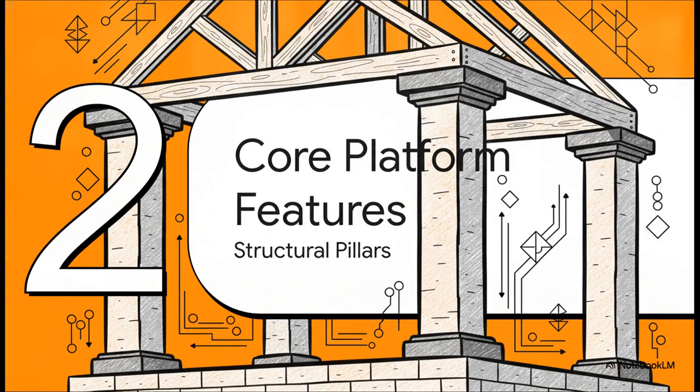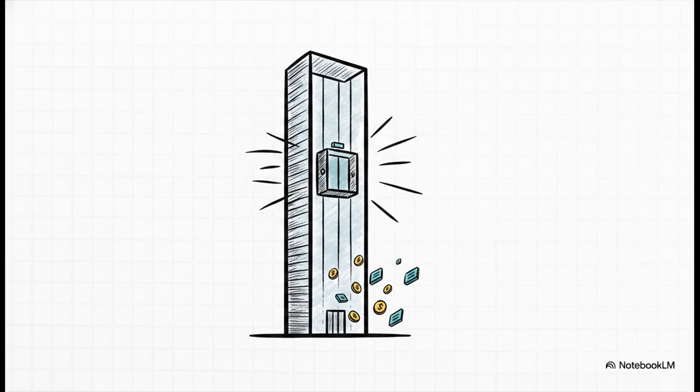Now that our foundation is poured, it's time to start framing the building. Moving on to core platform features. These are the absolute, non-negotiable structural pillars every single exchange needs to actually function. The first absolutely crucial feature here is the trading engine. Think of this trading engine as the high-speed elevators of our digital skyscraper. It processes buy and sell orders instantly.